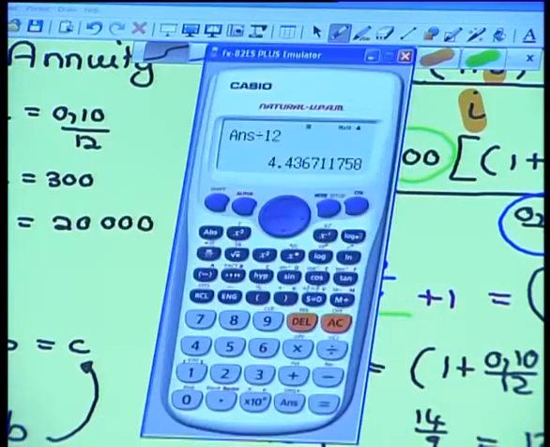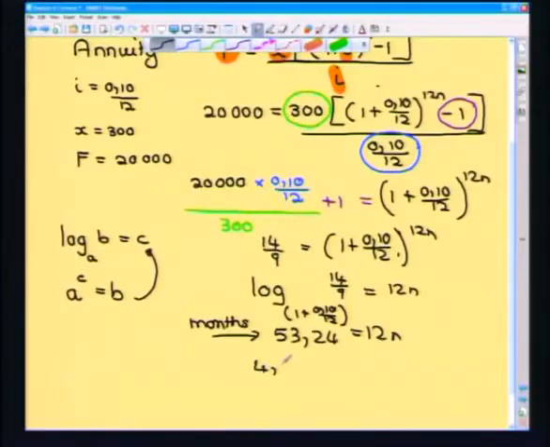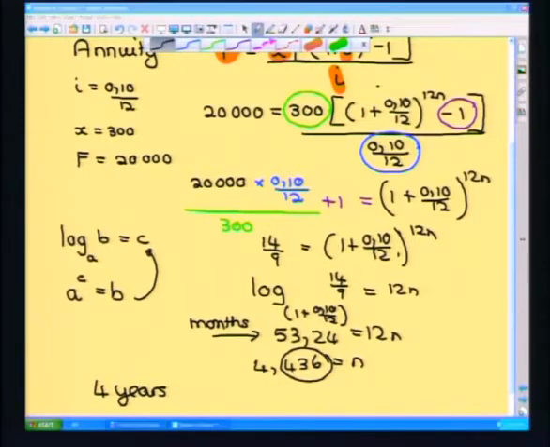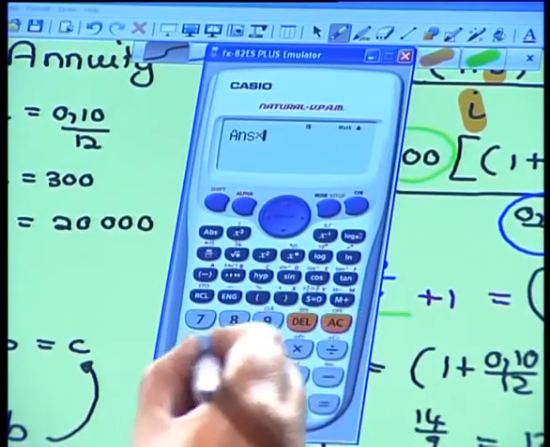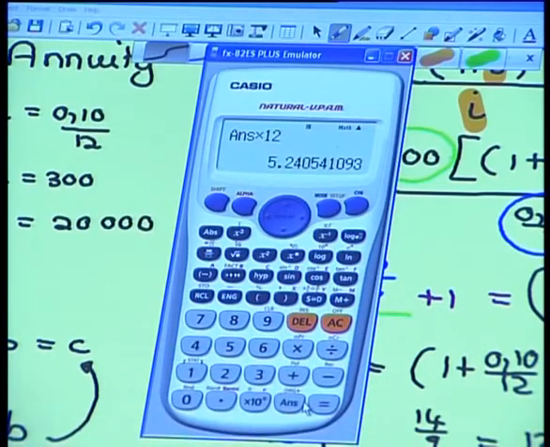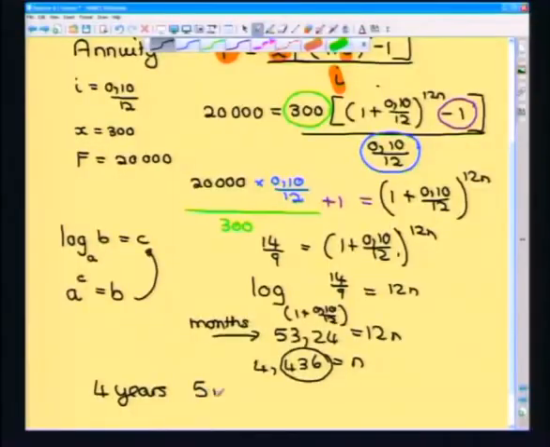And let me just make sure I get that number down. 4.436. 4.436 is equal to n. So that means 4 years. And now if I want to work out the months, I have to work out what portion of a year that is. Now we know that there are 12 months in a year. So all we're going to do is pull the calculator up. We're going to subtract our 4 to get rid of our years, and we're going to times that by 12. If we do that, we can see it's 5 months, if we round off to the nearest one.